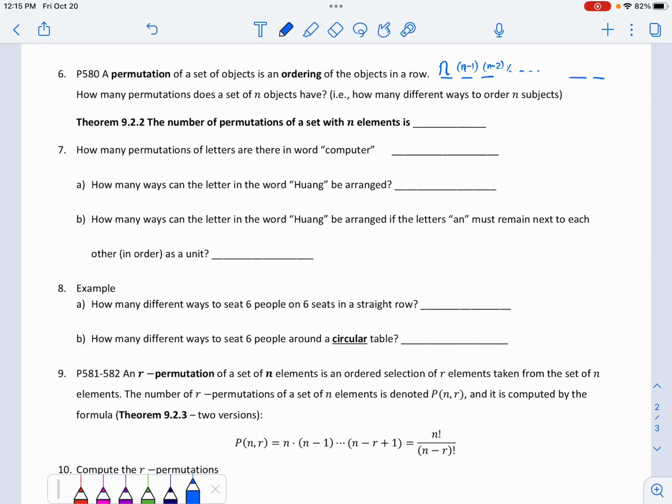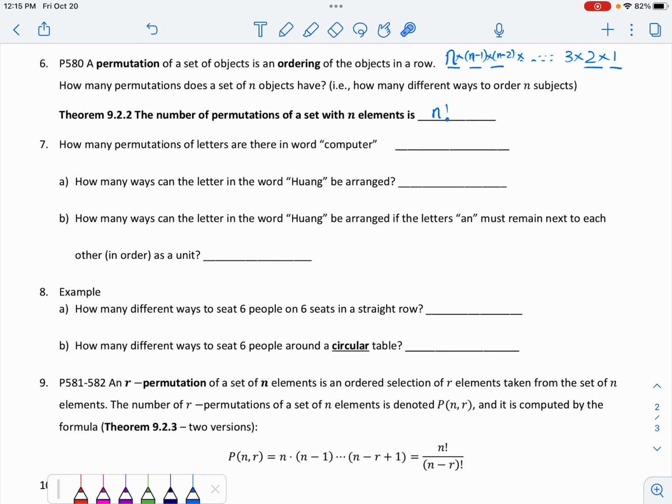So you can imagine that according to the multiplication rule, how many ways to order n objects, it will keep this pattern until you fill them all out, right? So therefore, this is going to be n factorial. This is what Theorem 9.2.2 says: the number of permutations of a set with n elements is n factorial.